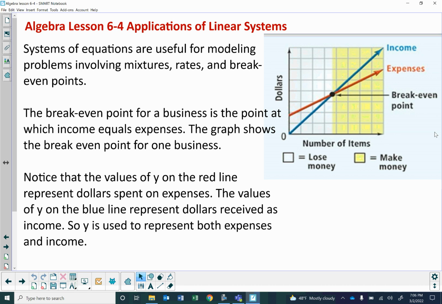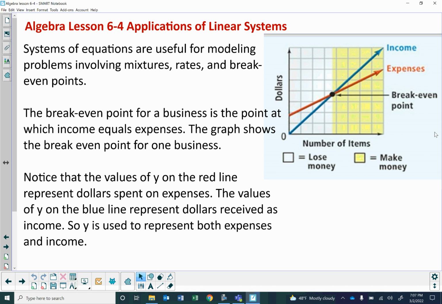Okay. The graph to the right here shows the break-even point for one business. Notice you'll see 2 lines. You see the greenish blue line, which is the income, and the red line, which is the expenses. The point where those 2 lines intersect is what we call the break-even point.